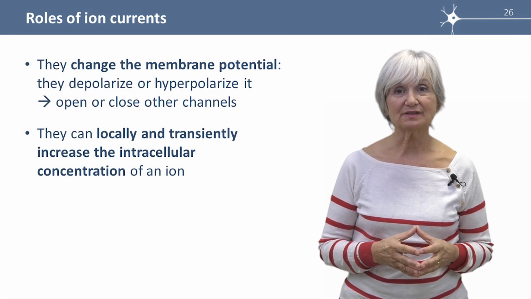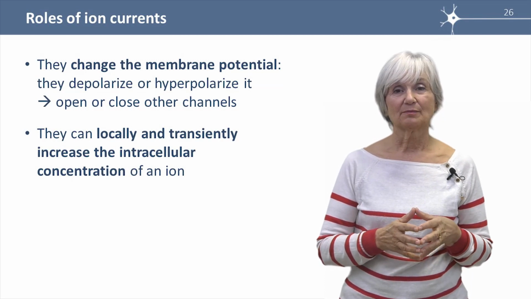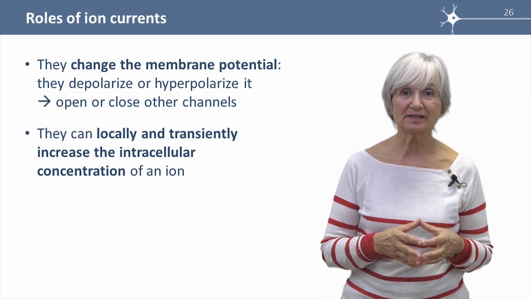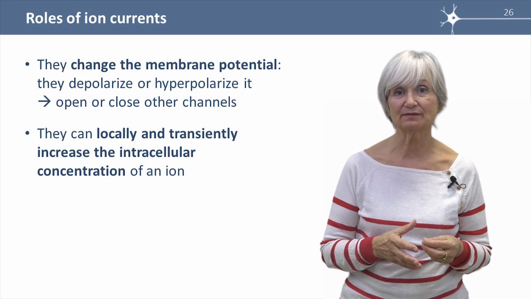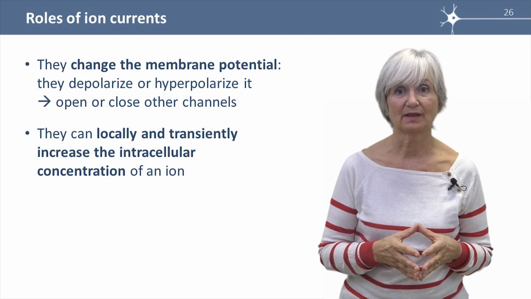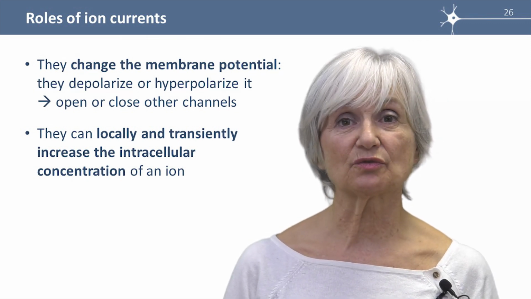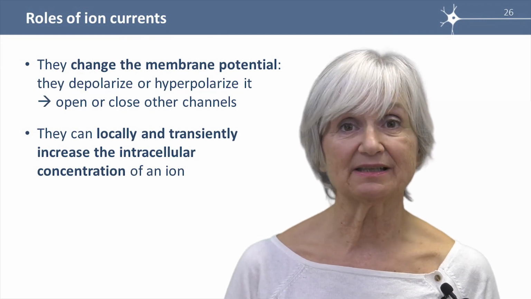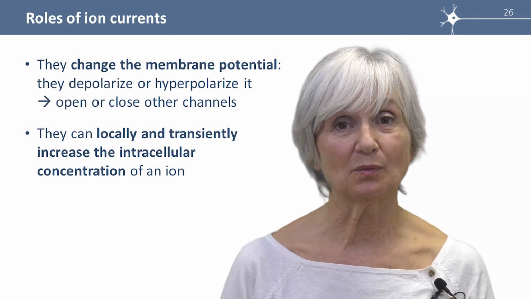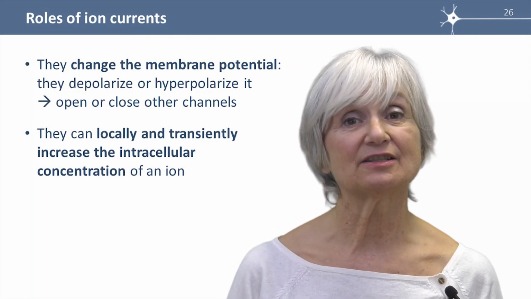But ion currents have also other functions. By depolarizing and hyperpolarizing the membrane, they can open or close other channels that are sensitive to voltage changes. And finally, the currents can change the concentration of an ion very locally and transiently. And we will see one example like that for calcium ions in Chapter 3.